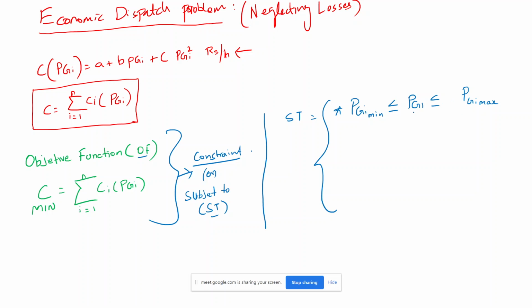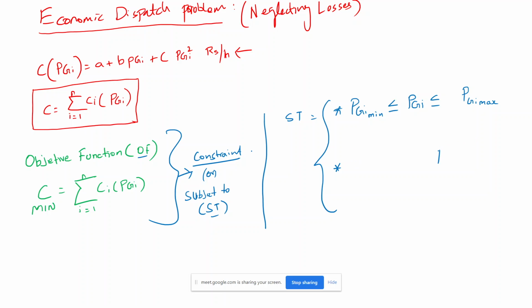So this PG must be bounded between this minimum and maximum, that we know, because every generator has its own minimum and maximum. So this constraint I need to take care of. And then one more constraint is I need to meet the demand.